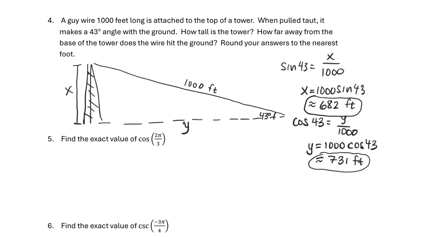Question 5, finding the exact value of cosine of 2 pi over 3. This could be something that we find on the unit circle. So 2 pi over 3 is 120 degrees. It's in the second quadrant, so we know cosine is negative. The definition of cosine on the unit circle is the x value of the point there, which is negative 1/2.